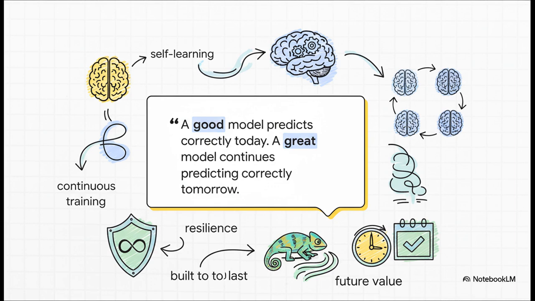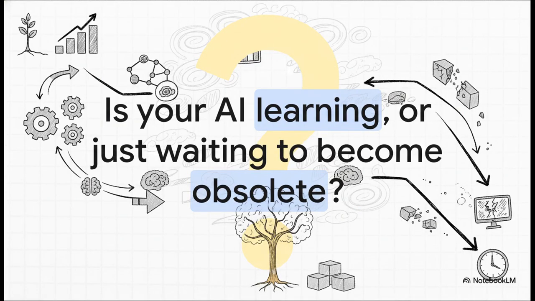A good model? Yeah, it gets the job done today. But a great model, one that's powered by a continuous training pipeline, is built to last. It's resilient, it's adaptive, and it makes sure your system keeps delivering value, not just today, but long into the future. And that leaves us with one last question to think about.